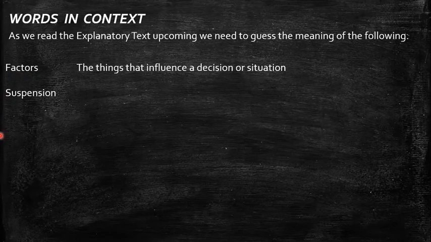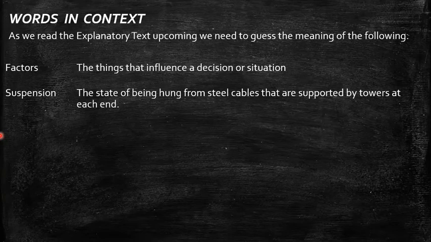The second is suspension. Obviously, you know by now what a suspension bridge is, so you will be able to guess the meaning of it as well. Suspension is when something is being hung from another thing. When we say a suspension bridge, it is being suspended from the cables that are above it. The state of being hung from steel cables that are supported by towers at each end. Definitely, when a bridge is being constructed, it has towers on both sides, and in between it has an array of suspension cables, which is supporting the bridge, and we say the bridge is suspended with the help of steel cables, which means it is hung.